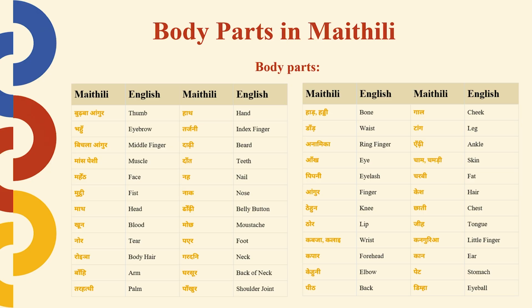Then in the fifth lecture, we looked at body parts and action verbs. So let's just quickly review a few of the important body parts. So bhav is eyebrow, hath as in Hindi is hand, tarjani is index finger, dant is teeth, no is nail, mutti is fist, moch mustache, angul finger, kesh hair, thor lip, and many more.